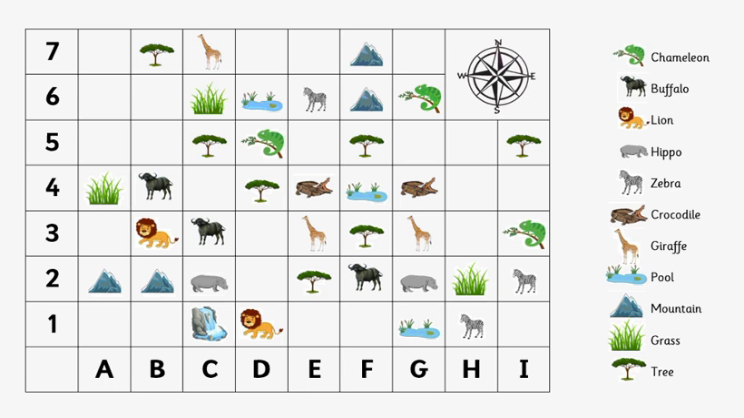Start in box D2, face north. Go 3/4 of a turn clockwise and go forward 1 space. What have you landed on?